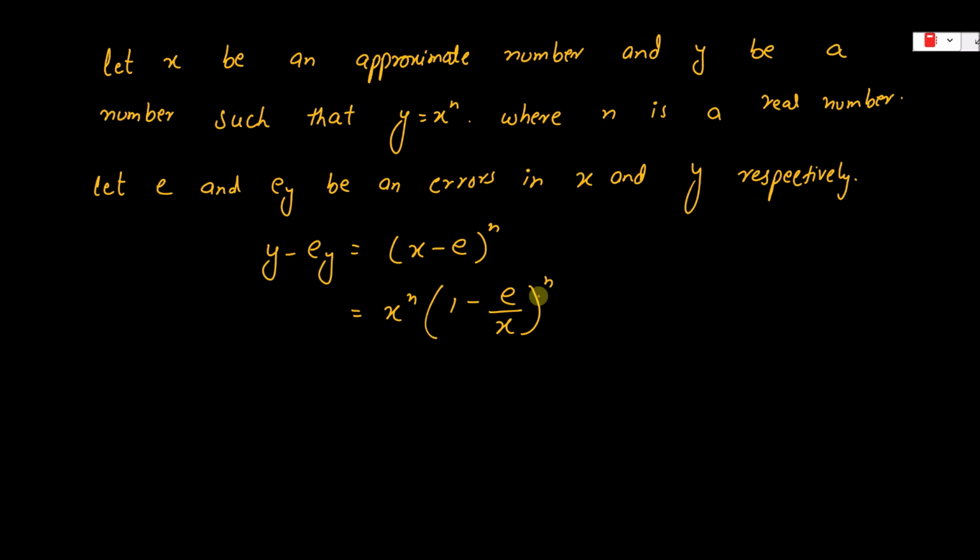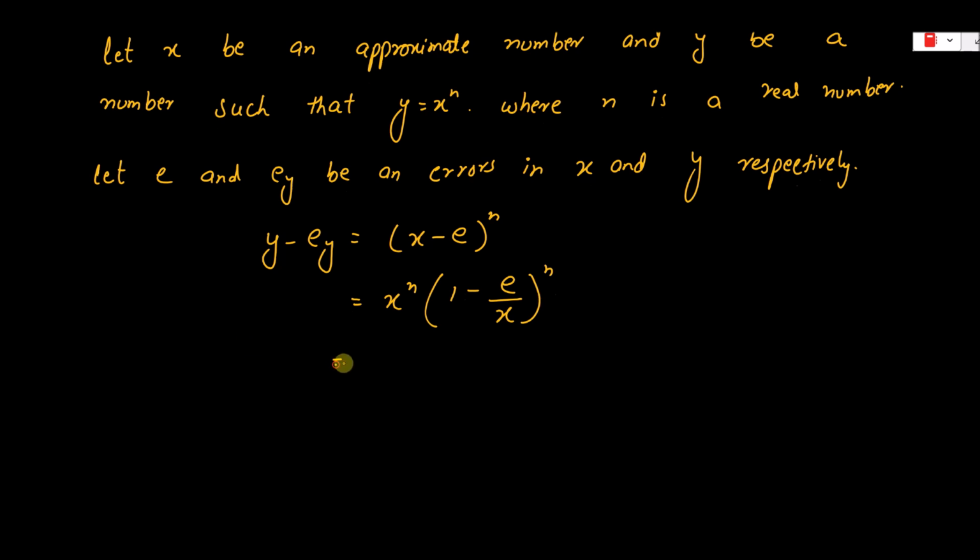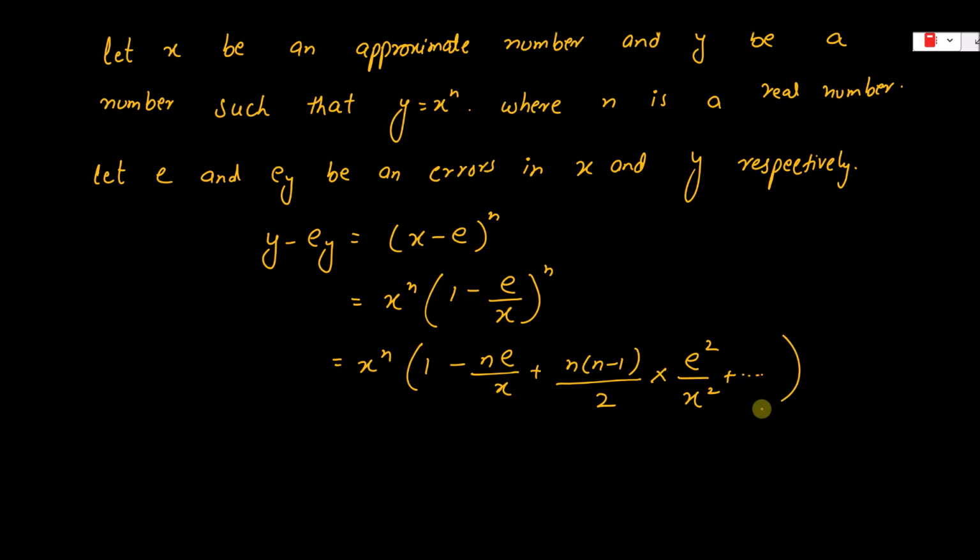Again, we are going to apply the binomial expansion. For the binomial expansion, I am writing it directly. That should be 1 minus ne by x plus n(n minus 1), because already we have the power n, so we are just replacing it, over 2 factorial, multiplied by e squared by x squared, plus so on, right? Again, we are neglecting the higher powers of e. So we are neglecting this term and we are considering 1 minus ne by x.